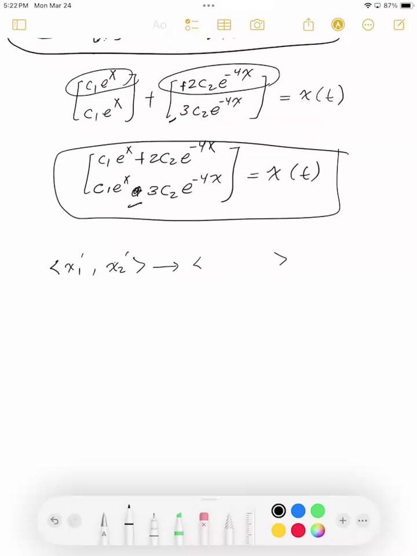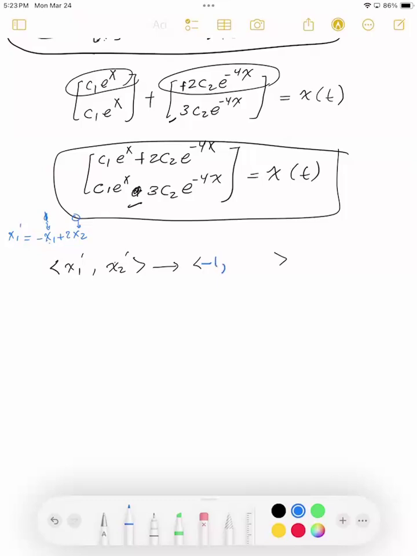So let me just do one example. For instance, I have x1 prime. Let me just use a different color. So I have x1 prime is equal to minus x1 plus 2x2. So let's say I pick x1 is 1 and x2 is 0. So if I put 1 here, I get -1. If I put 0 here, I get 0. -1 plus 0 is -1.